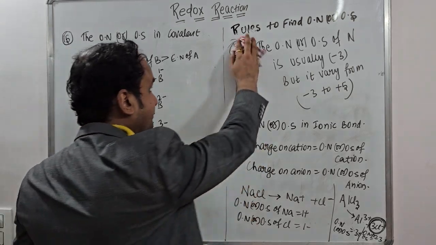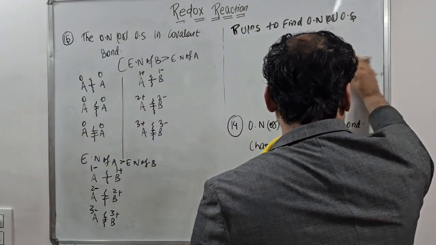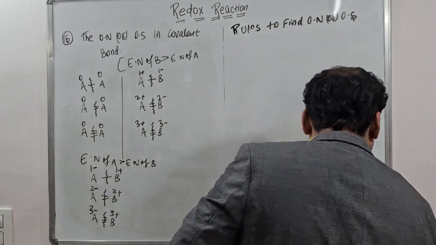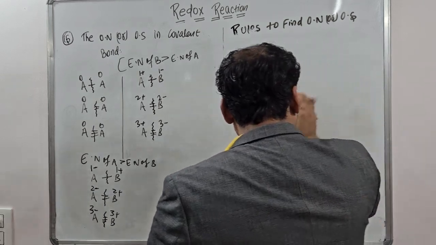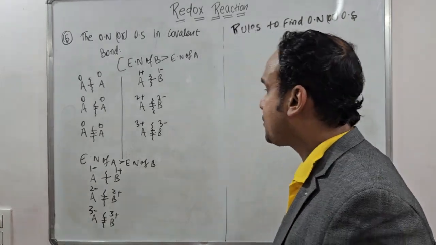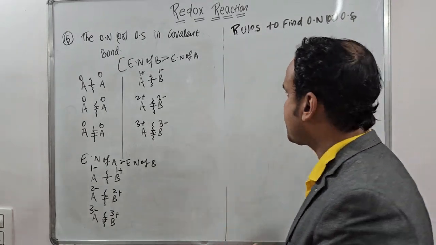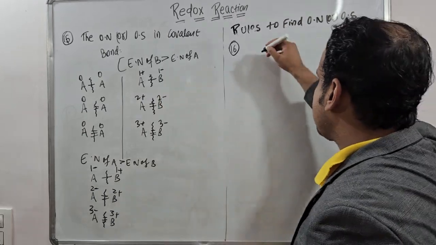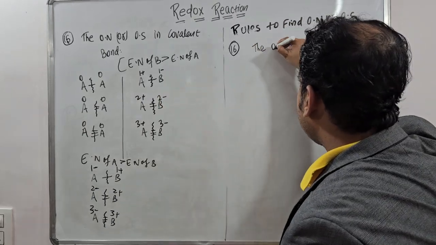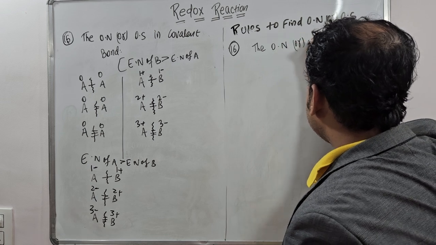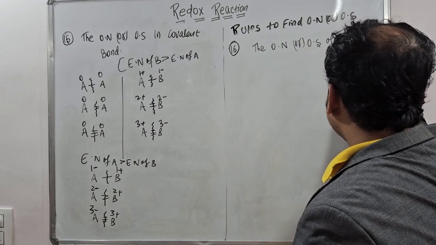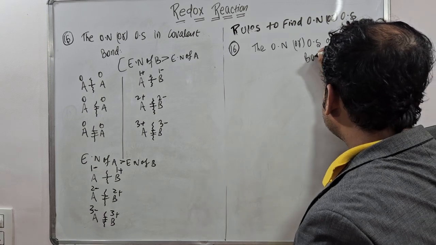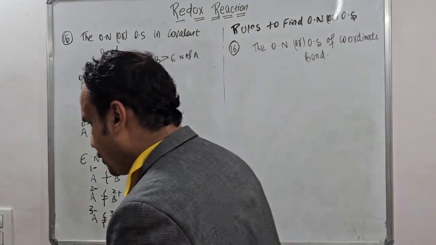Now come to the next point. That next point is the last point of this class. After that, we will complete the rules for oxidation number or oxidation state. Then in the next video, I will go with another thing to find the oxidation number calculation. And the next rule is rule number 16: we will have to find the oxidation number or oxidation state of coordinate bond.